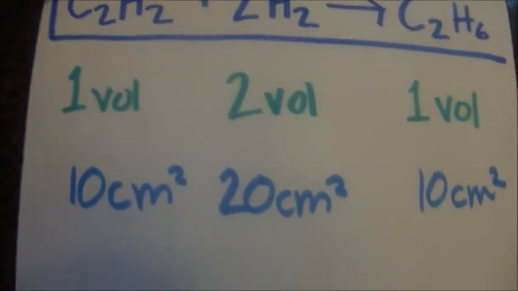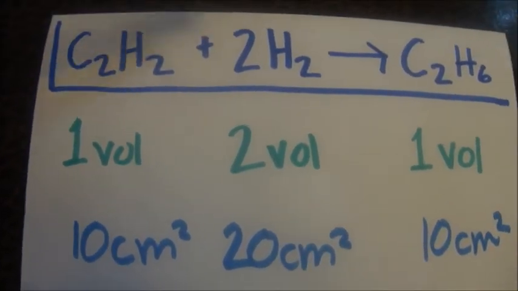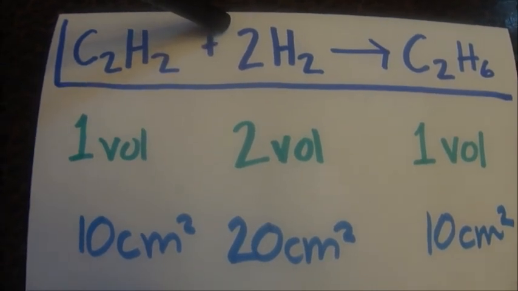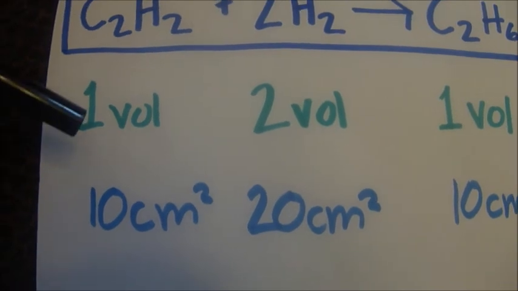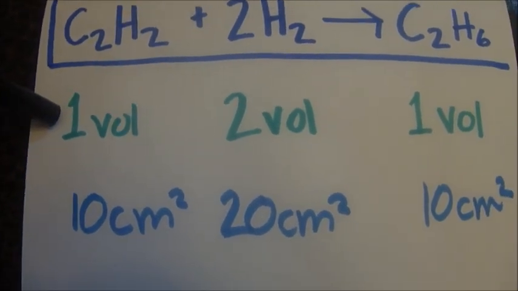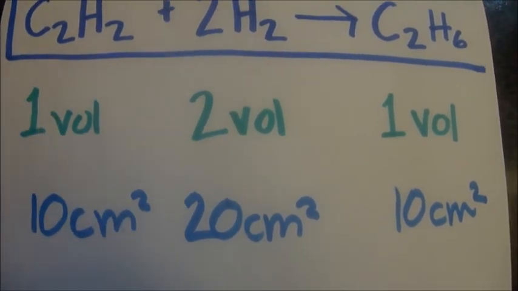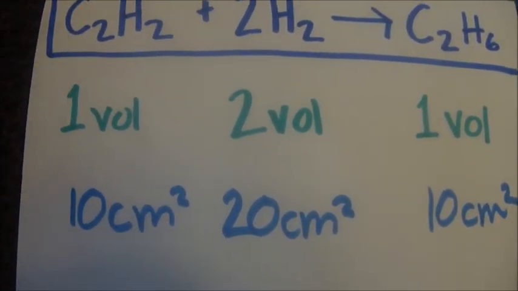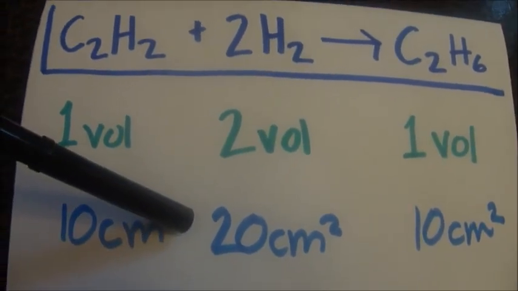If you were given this equation and told that you had 10 cubic centimeters of ethane reacting with 50 cubic centimeters of hydrogen gas, you could use the ratio of the volumes to determine that hydrogen would be your excess reactant, because you were given 10 centimeters of ethane, but that would only require 20 cubic centimeters of hydrogen.